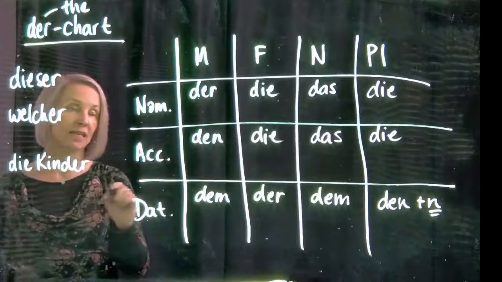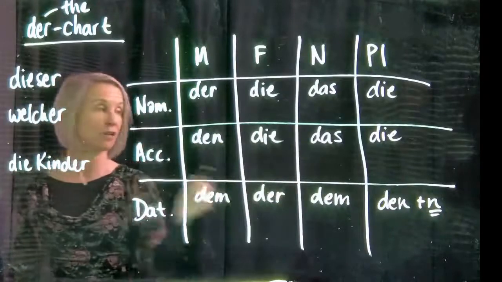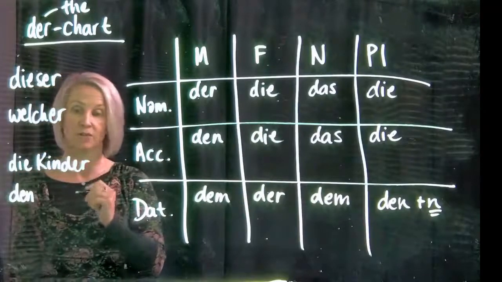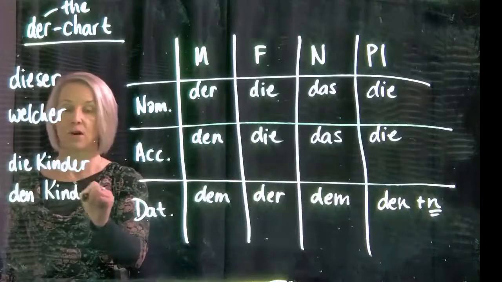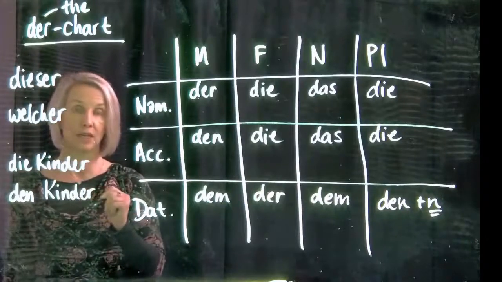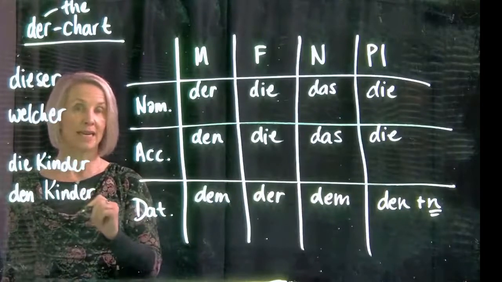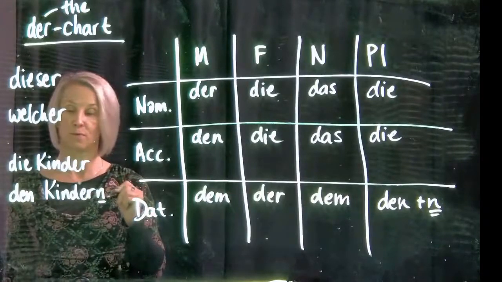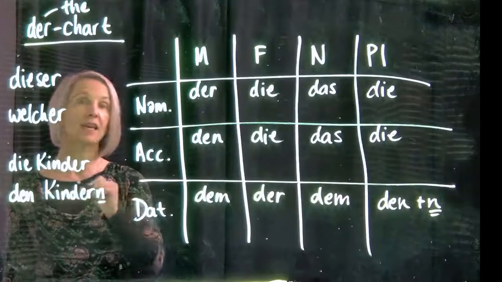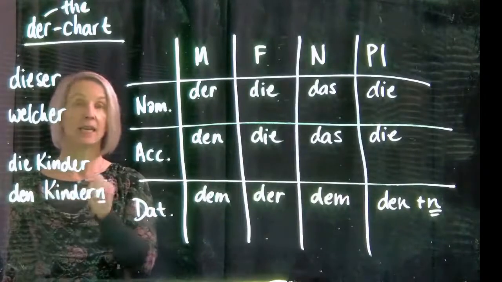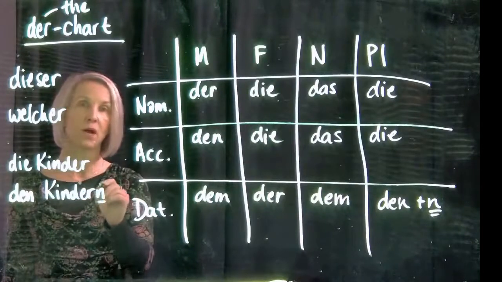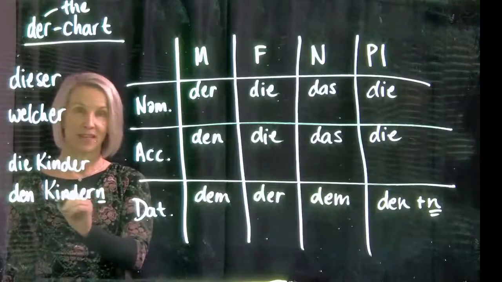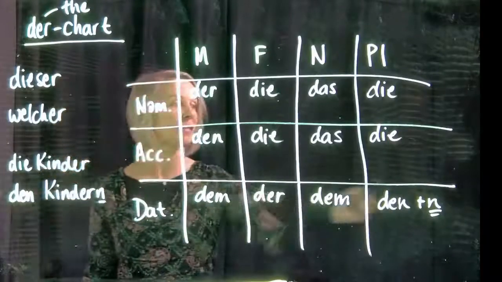In the dative case though, we're going to change this word die to den. The article will change to the plural dative article den. And then, because the plural word Kinder, children, does not already end in an N, we are going to add an N to the plural form. So it becomes den Kindern rather than den Kinder. All right, so whenever the plural form of the noun does not end in an N already, and we're in the dative case, we're going to add that N to it.